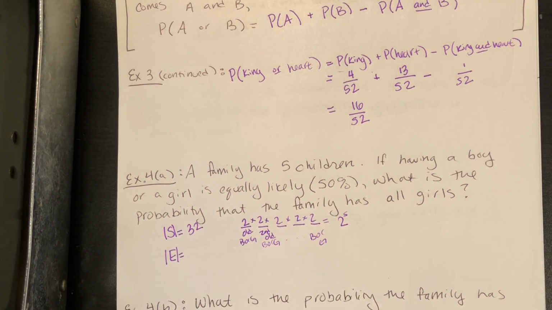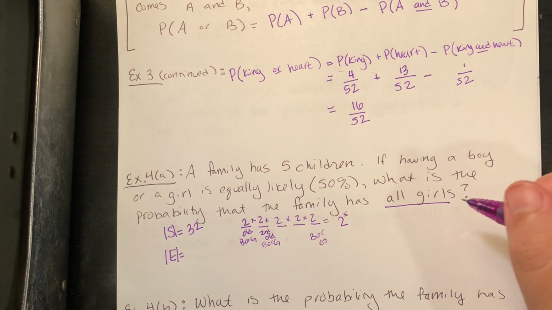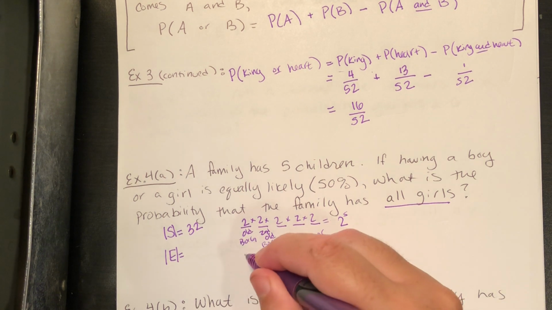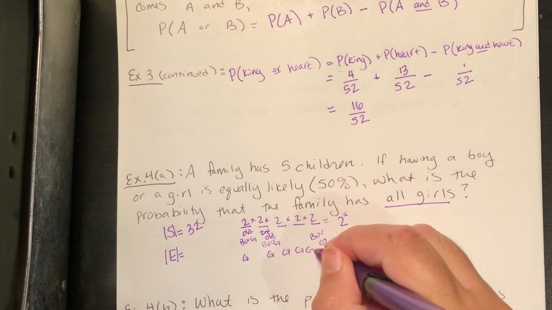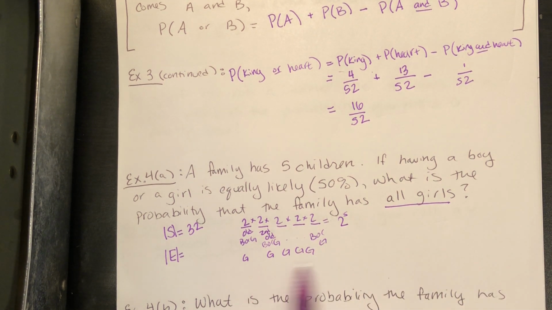Now, how many of those outcomes consist of all girls? You had to have a girl in the first case, a girl in the second case, you had to have a girl every single time in order to be one of these allowable outcomes. So there's really only one option for the first child, one for the second, one for the third, one for the fourth. There's only one option here.